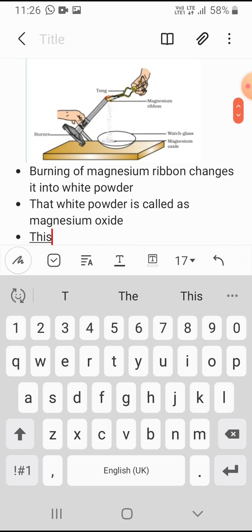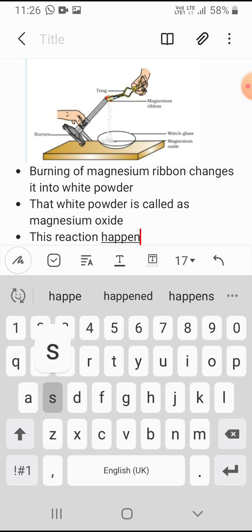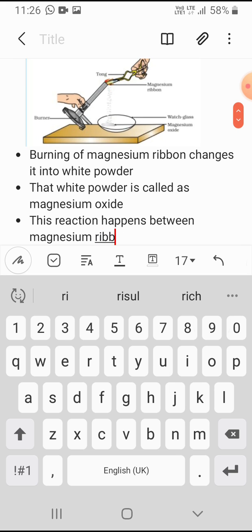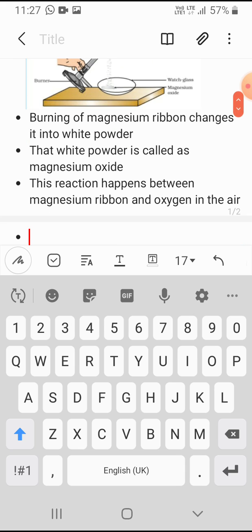This reaction happens between the magnesium ribbon and the oxygen in the air. When both react, magnesium oxide is formed. So magnesium oxide is formed when magnesium ribbon and oxygen in the air react with each other.